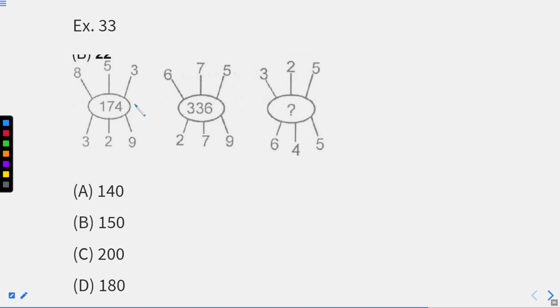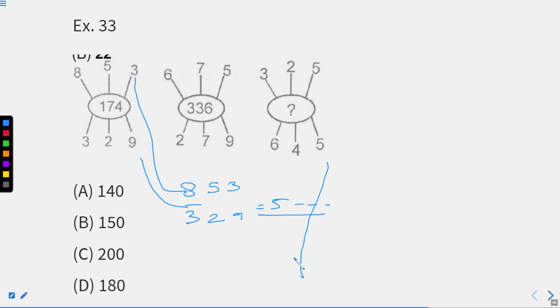I'll tell you the first approach that students normally follow. What they used to do: they used to take 8, 5, 3 and make it a number. Then they'll make another number, 3, 2, 9, following both the things, right? In this manner, they used to subtract it, and we get somewhere around 5,000 something. We are not going to get our answer because our answer is 174. So I'll tell you directly the correct approach for that.